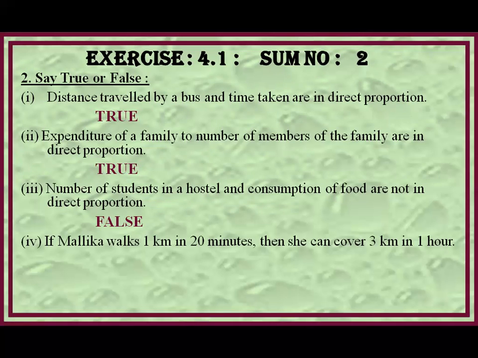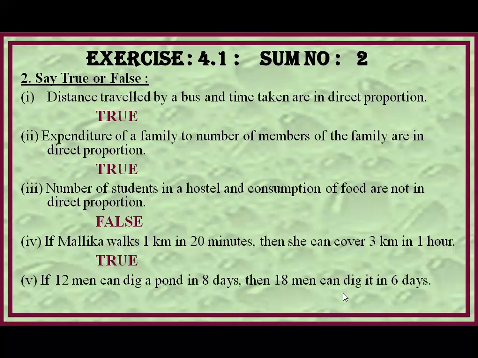If Malika walks 1 kilometer in 20 minutes, then she can cover 3 kilometers in 1 hour. So 1 kilometer in 20 minutes, 2 kilometers will take 40 minutes, 3 kilometers will take 60 minutes. 60 minutes is 1 hour. So the statement is true. If 12 men can dig a pond in 8 days, then 18 men can dig it in 6 days. The statement is false.